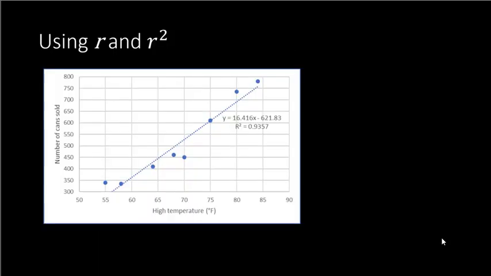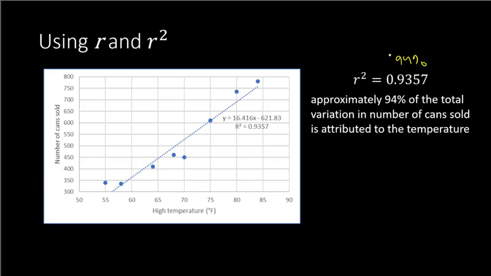Well, let's say we had the same example we used with the convenience store manager. We found r to be something, and then r squared would be 0.9357. So with it being 0.9357, if we round that as a percentage, we can round that to about 94%. So that means that approximately 94% of the total variation in the number of cans sold is attributed to the temperature.